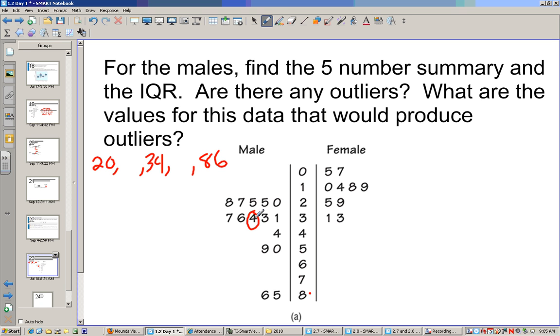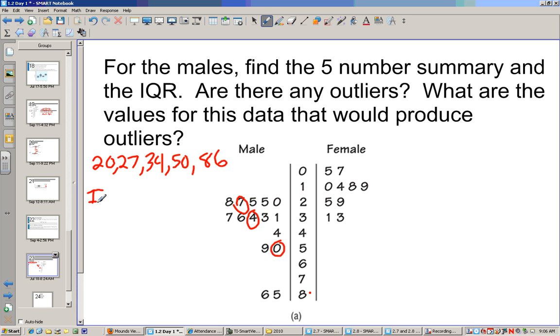Now, since this is the median, we don't use that to look for Q1. So we have 1, 2, 3, 4, 5, 6, 7 data points. So if I count up to the 4th one, which is 27, that would be our Q1. And 1, 2, 3, 4, 50 is going to be our Q3. So we'll find our IQR by taking Q3 minus Q1. 50 minus 27 is 23.